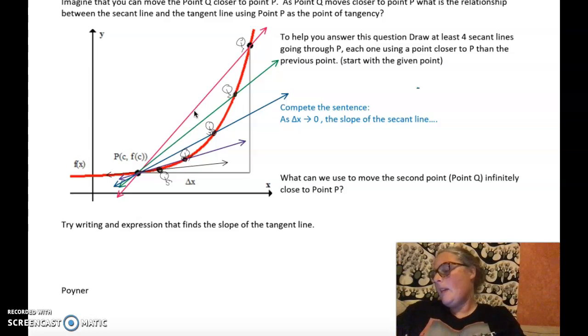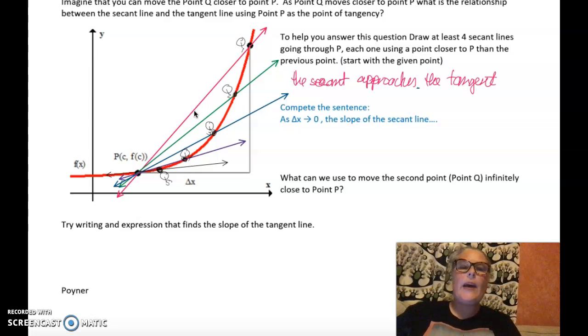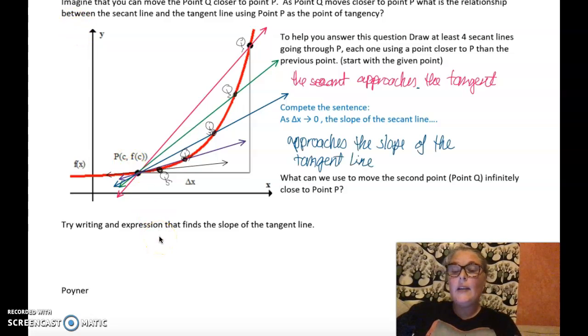So that's what we're going to write down here. It's asking what's the relationship. The secant approaches the tangent. So if we think about that, complete the sentence: as delta x approaches 0, that means that Q essentially is moving closer to P. The slope of the secant line, finish that sentence. The slope of the secant line will approach the slope of the tangent line.